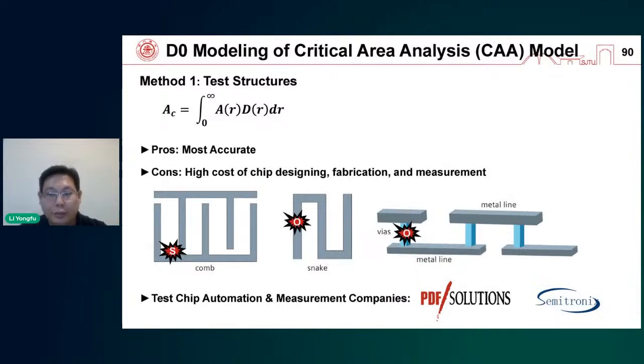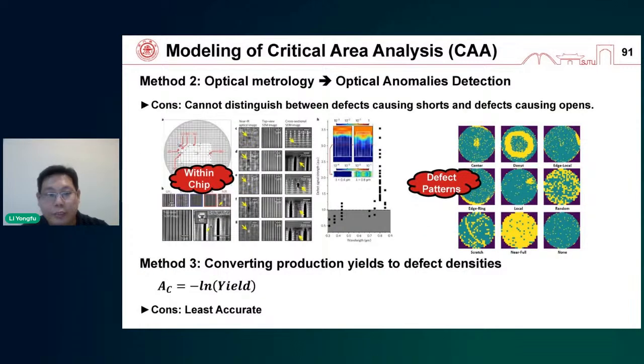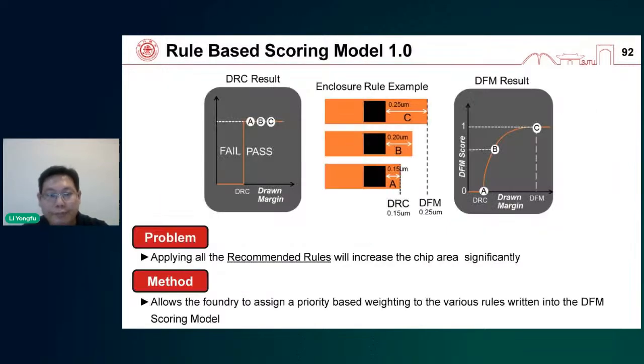This has been incorporated in work with two different companies, like PDF Solutions and Semitronics, for the automation. You can see that we can also make use of optical metrology instead of building test strips to look into defects like wafer defects, and make use of the wafer defects to build equation models again.